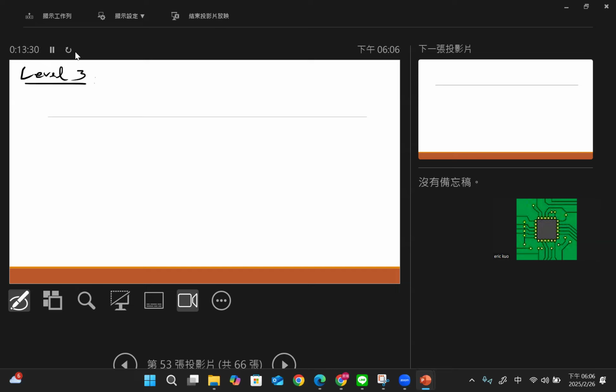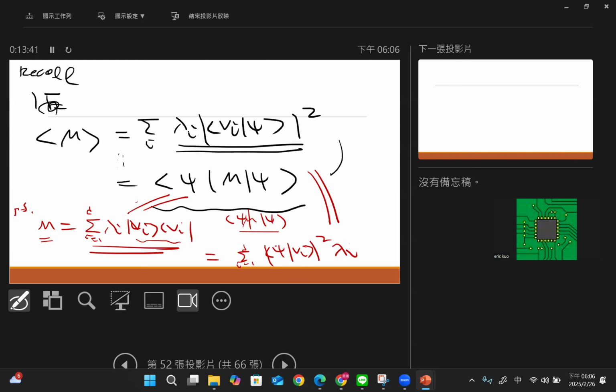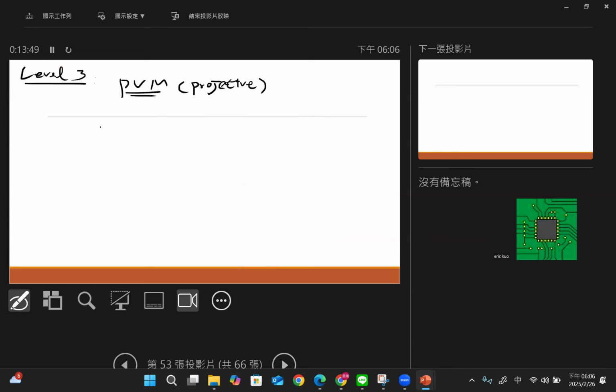So level 2 is called a PVM, projective measurement. And why is it called projective? Because all these v_i v_i are projectors, right? v_i squared is the same. So they are projectors. And level 3 is called POVM, for positive operator valued measure. So let me just write down: positive operator valued measure.